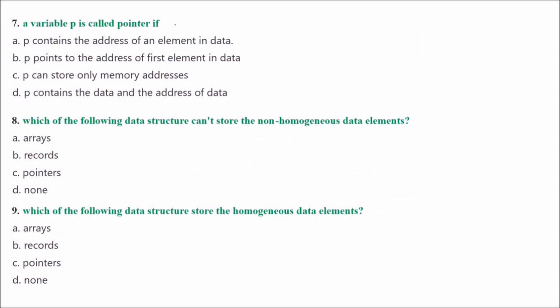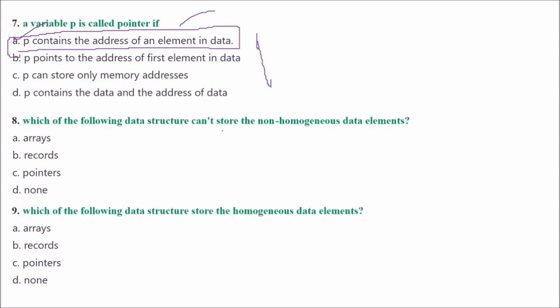Variable P is called pointer if. Variable P is called pointer if. See the answers, which is the correct answer. When a variable P is called pointer, P contains the address of an element in data. The A is the correct one.